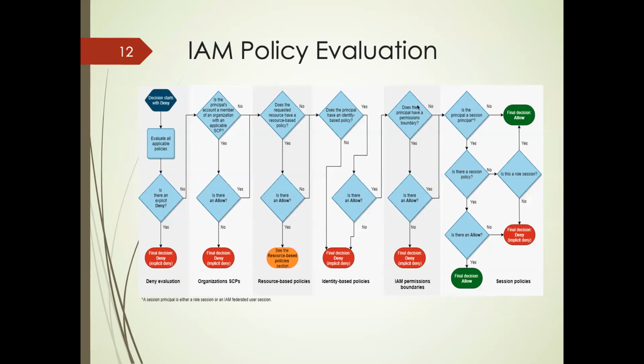Next, we will ask another question. Does the principal have a permission boundary? If it does, then do we have an allow list configured? If no, then the simple answer is deny, an implicit deny. That comes in the IAM permission boundaries. If there's an allow list configured, then we'll move on further. We'll ask another question. Is the principal a session principal? That is, you are being allowed access via some session policy. That is an STS policy, that is, security token service policy.